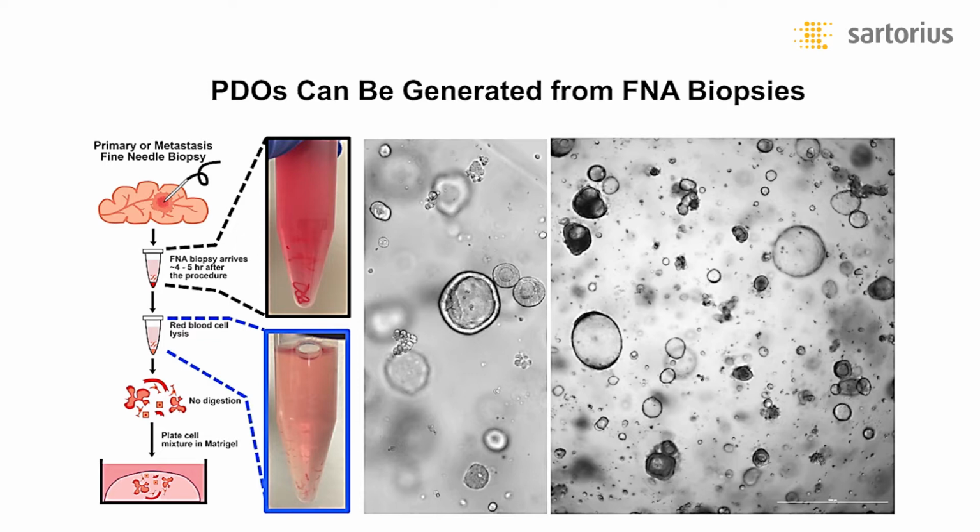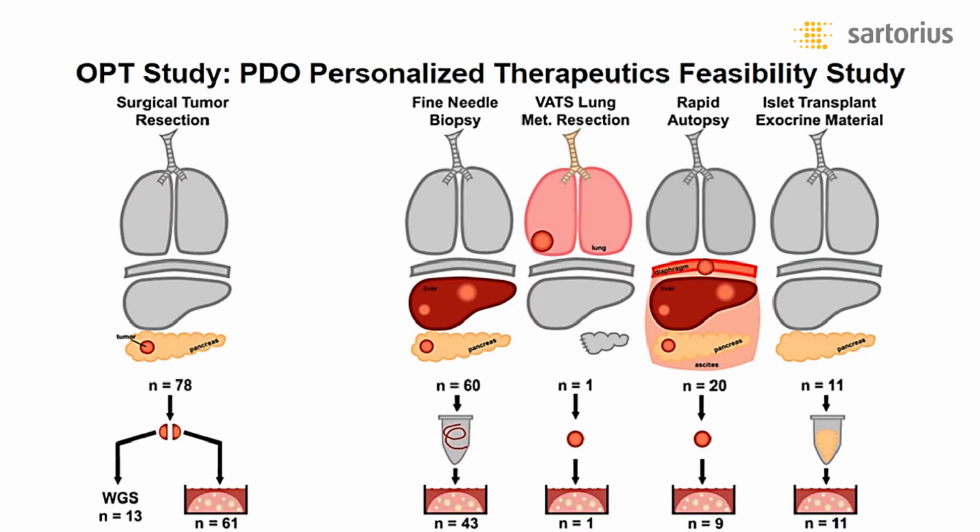So on the next slide, this is kind of the report card of how we did this study. We had 78 patients that went for surgery, 60 patients who had advanced pancreas cancer, 1 who recurred, 20 patients who actually participated in a clinical trial where after they died from pancreatic cancer, an autopsy was performed rapidly to harvest tissue from their bodies so that the scientists could learn about this disease.